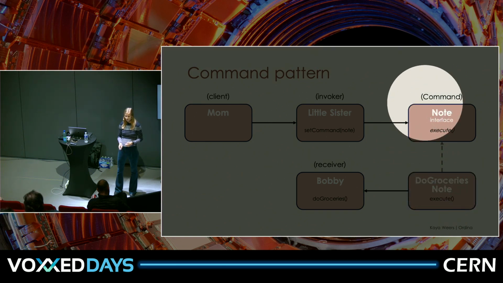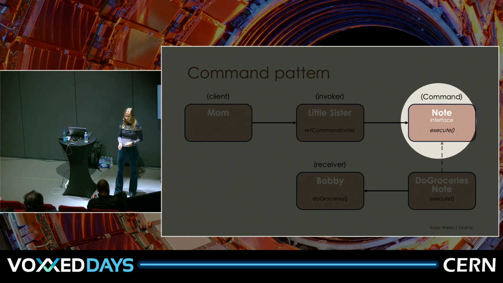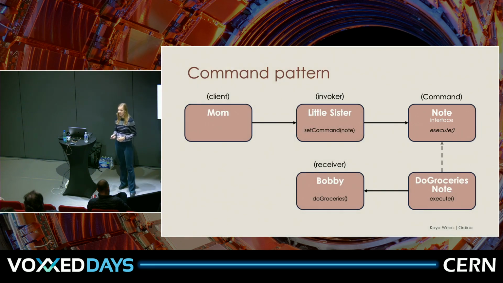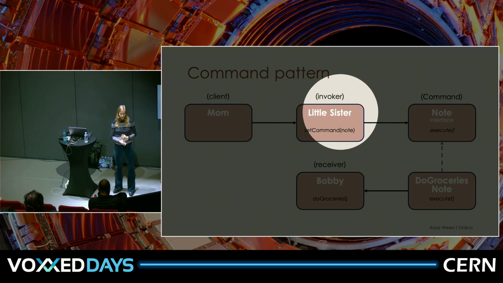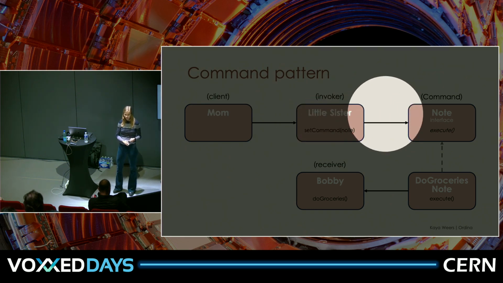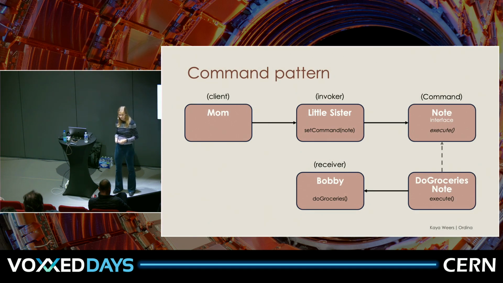But then it implements an interface, the note. And the good thing is that the sister only needs to know it's a note. She doesn't need to know it's about groceries. She just knows it's a note. So mom says to her daughter, here you have the note. And then the daughter knows, okay, if I get a note from mom, I have to put it on the table. So that's a bit how the flow works.